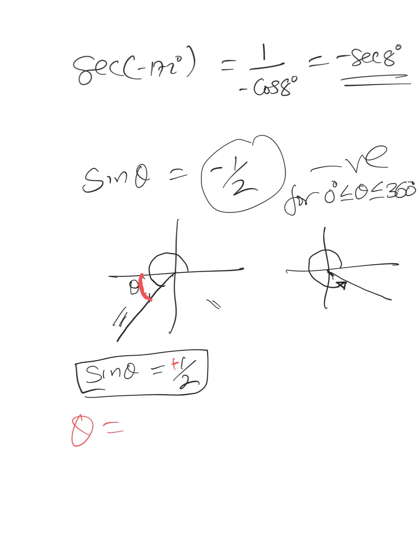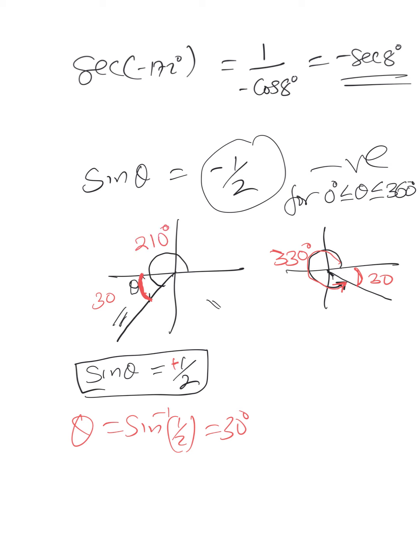So theta will be the sine inverse of positive a half, which is 30 degrees. So this angle is 30 degrees, and this angle also will be 30 degrees. So what we are left with is reading off the angle from here. If that is 30 degrees, then this angle is a positive 330 degrees, and this is going to be 210 degrees.